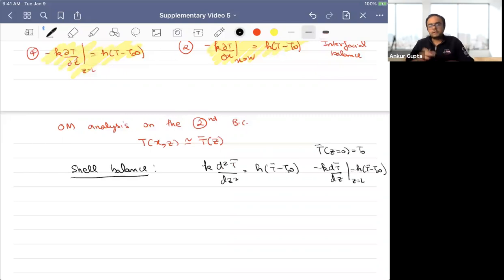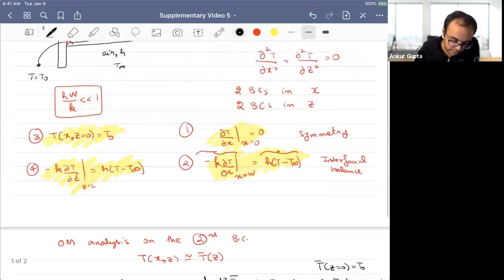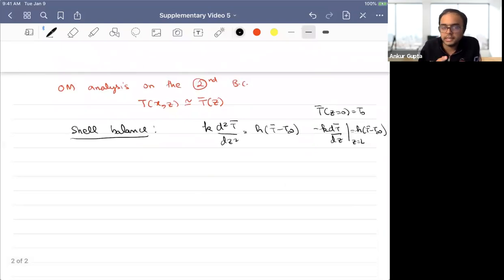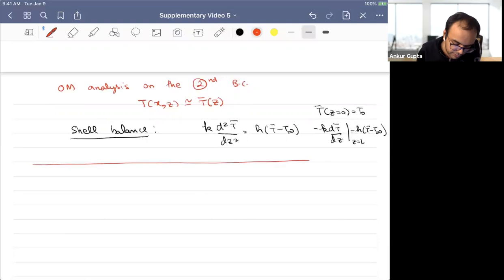Okay, so we discussed this problem, and I wanted to do the full recap of how we got there, because we basically converted from a 2D problem into a 1D problem, and we used an order of magnitude analysis and a shell balance. Now, what I want to do next, and I will not go into too much detail now, is describe a few scenarios, and then compare and contrast with this scenario.